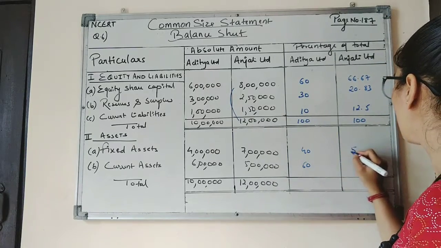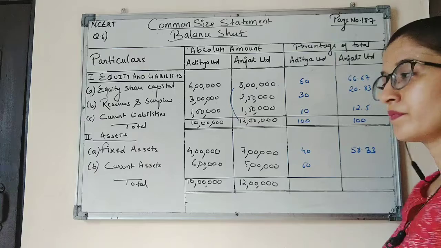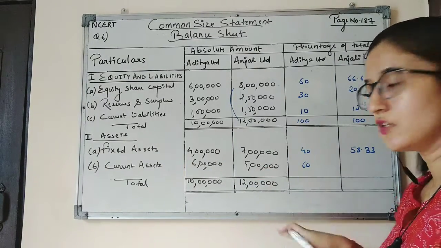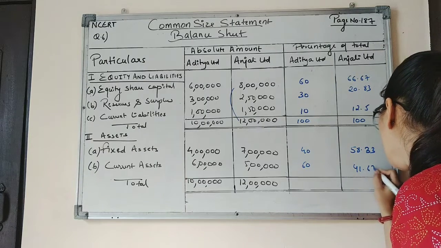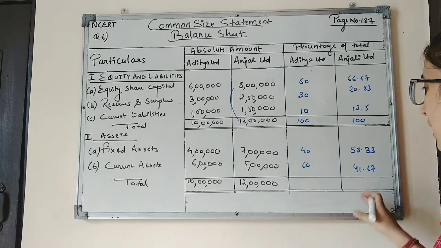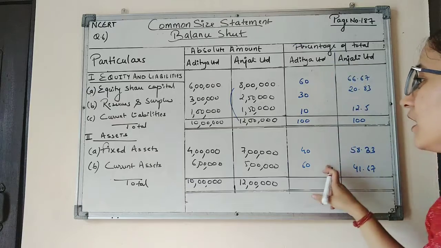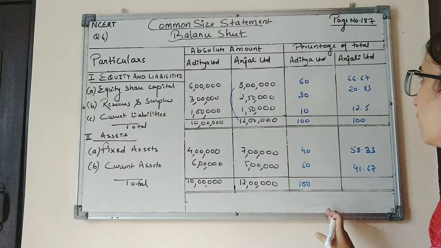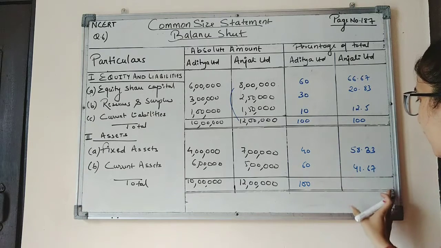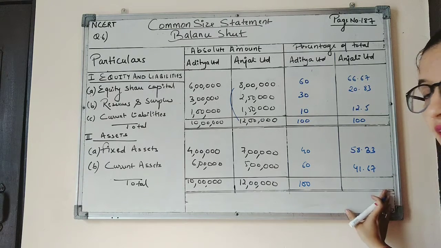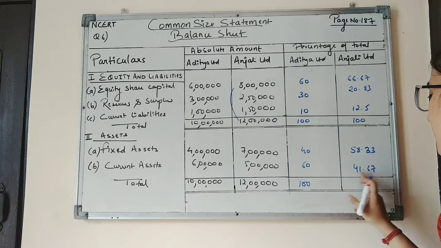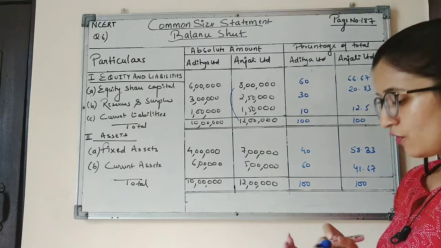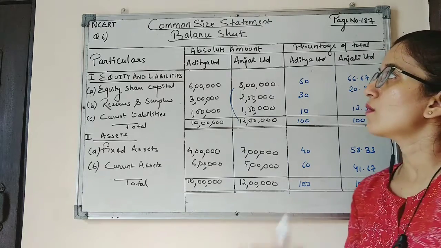will be 58.33%, and current assets will be 5 lakh divided by 12 lakh into 100, which will be 41.67%. Now the percentage total of Aditya Limited in assets will be 100%. This will be the total percentage of total, and the percentage total of Anjali Limited will be 58.33 plus 41.67 is 100%. So we have solved the question based on common size statement.